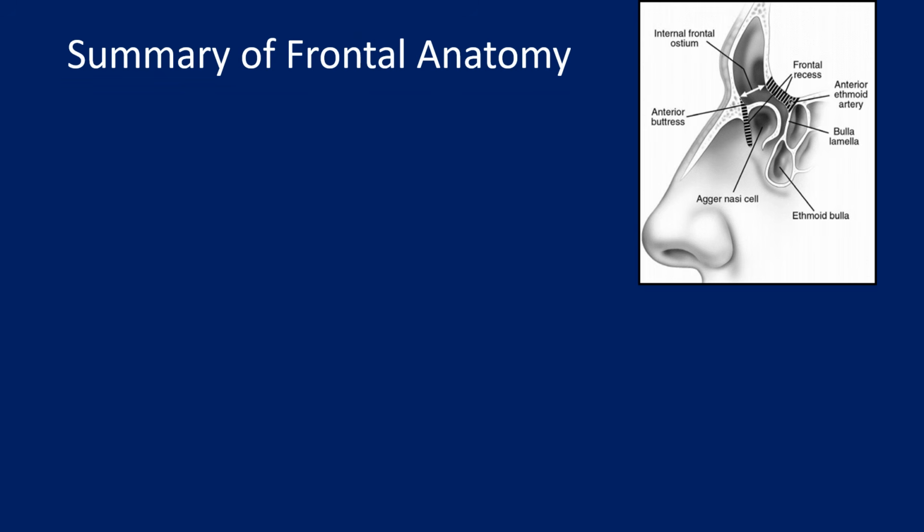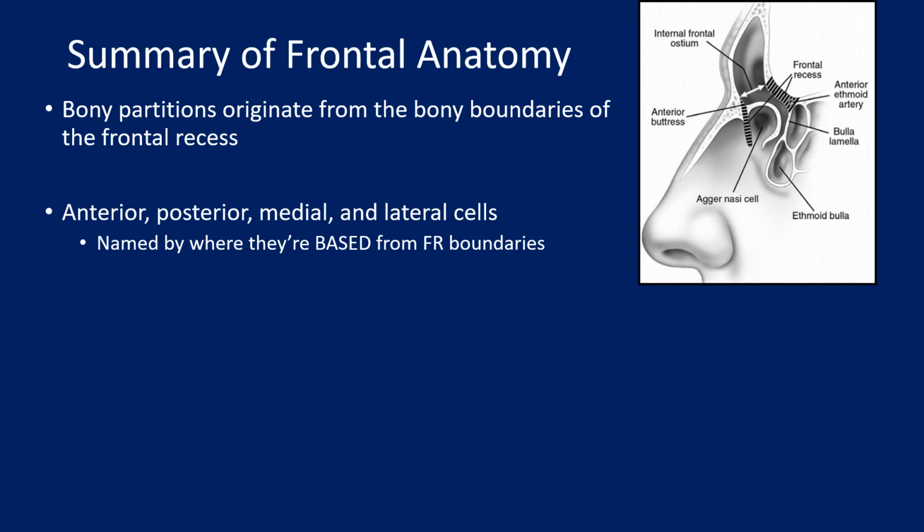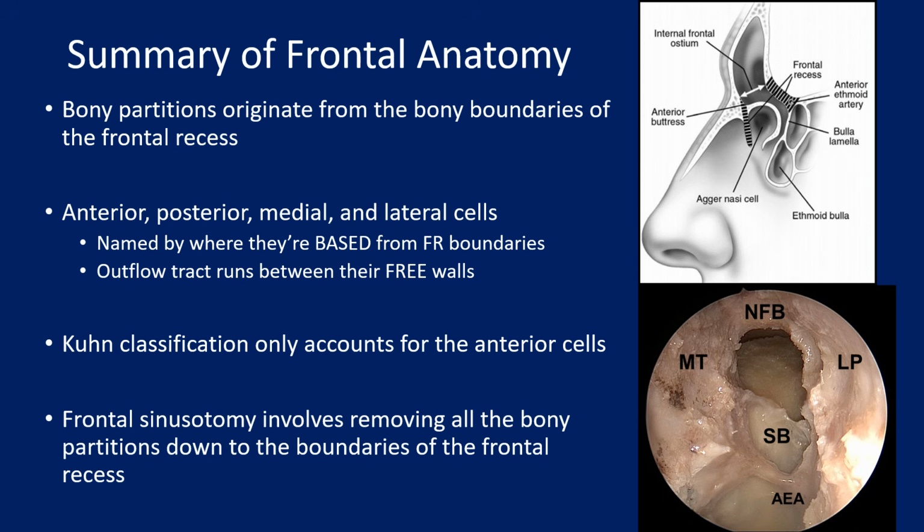All right, let's summarize frontal anatomy. Bony partitions originate from the bony boundaries of the frontal recess. Anterior, posterior, medial, and lateral cells are easier to comprehend, I think. They're named based on where they're based from those frontal recess boundaries. The outflow tract will be located between their free walls. The Kuhn classification only accounts for the anterior cells. A frontal sinusotomy involves removing all the bony partitions down to the boundaries of the frontal recess.